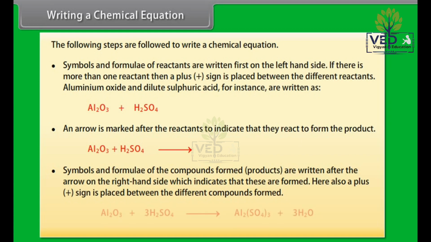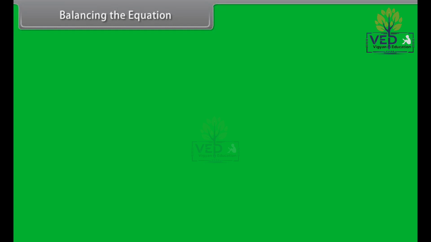For example, Al2O3 plus 3H2SO4 gives Al2(SO4)3 plus 3H2O.